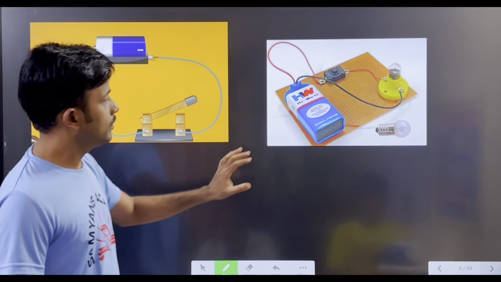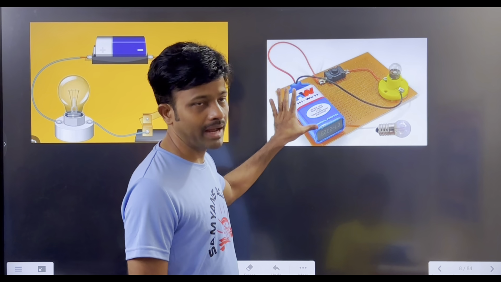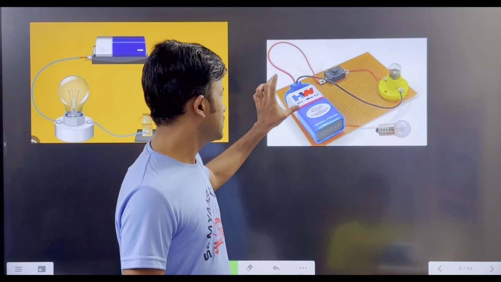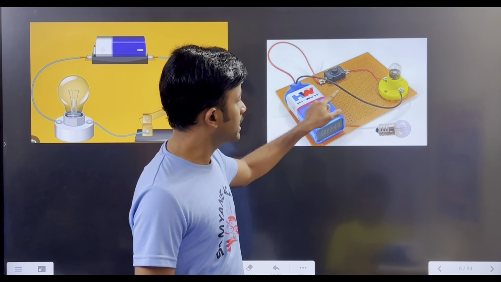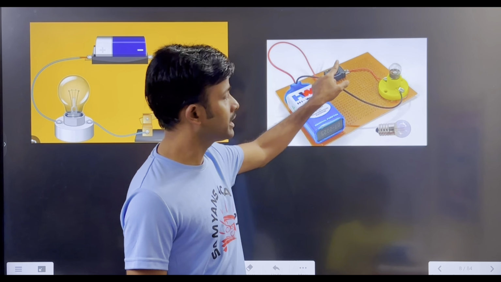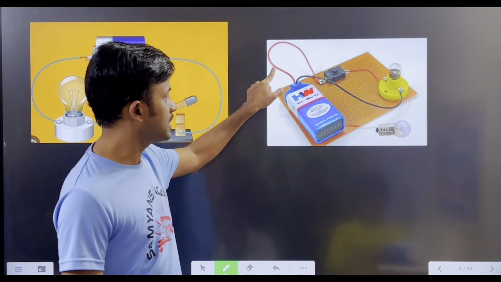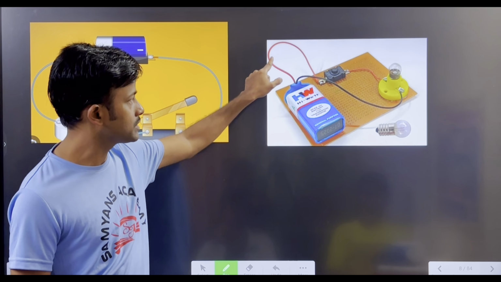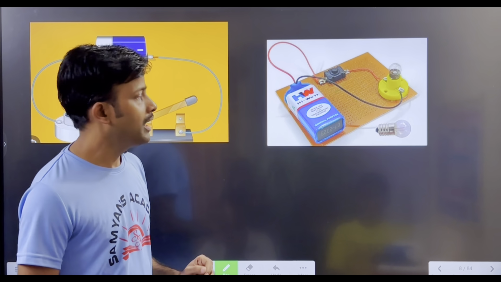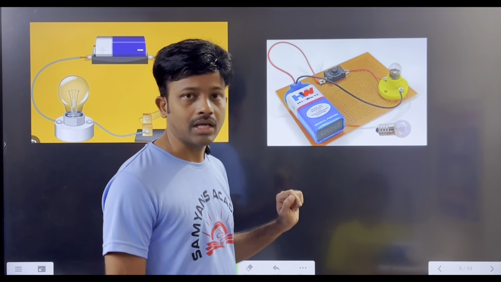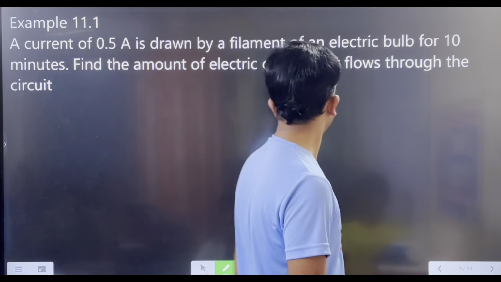Is it clear? Now this is the actual setup. This is our battery, 12-volt battery. Sorry, this is a 9-volt battery, which is connected to the bulb, and this bulb is again connected to the switch key. From this, the current passes through here and reaches the negative terminal of the battery, and this is said to be an electric circuit. Is it clear? Move on to the next one.